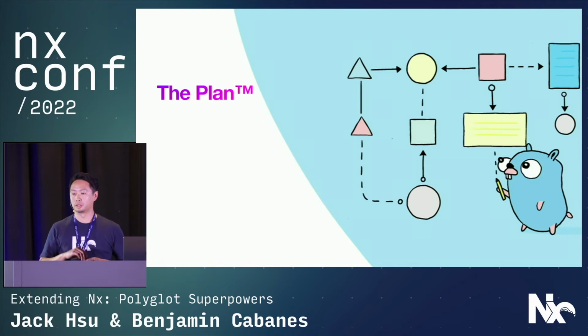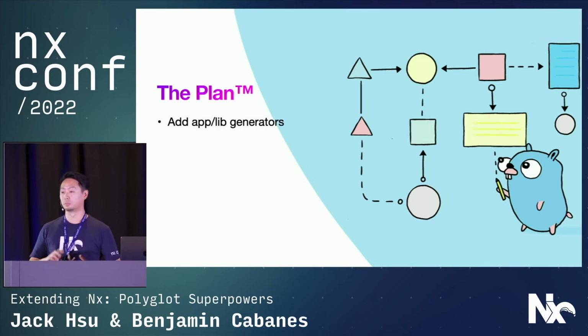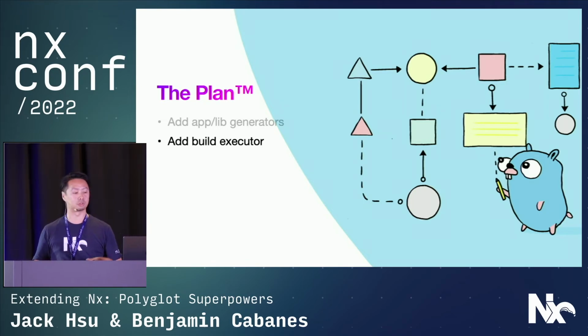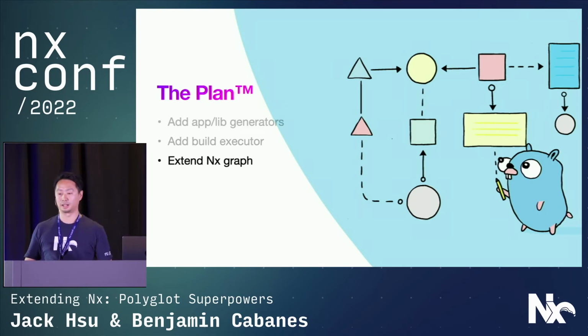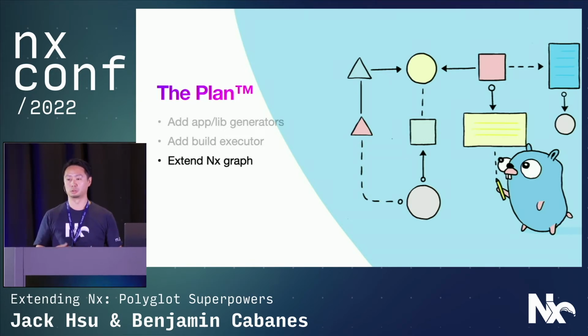So we're going to go through this in 3 phases. The first one, we're going to generate an app and a lib generator for a Go application. And then we're going to build this one executor to build our application. Then lastly, and the most important part, is we're going to teach NX how to read the Go source to understand the dependencies between the different projects.